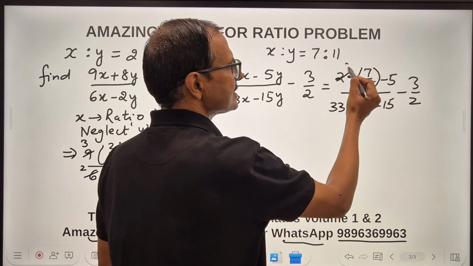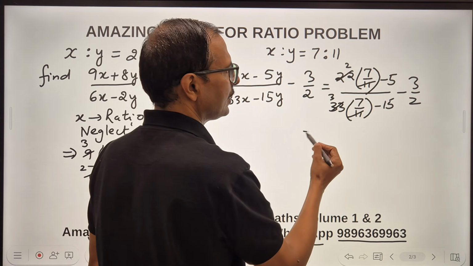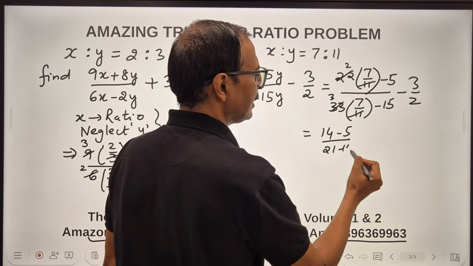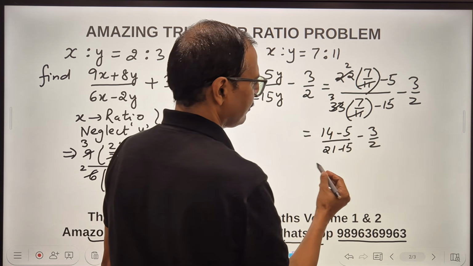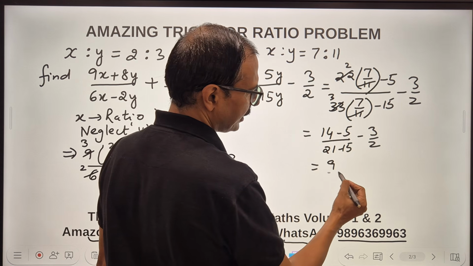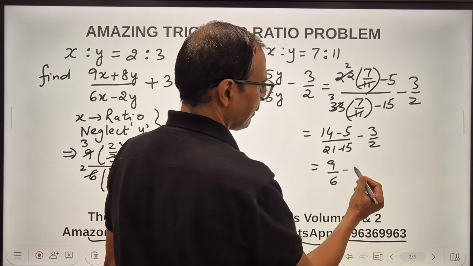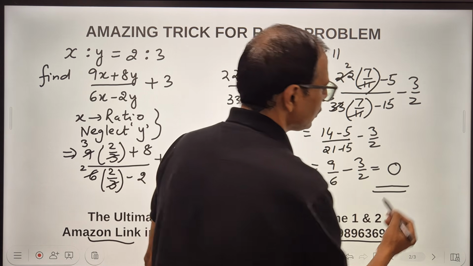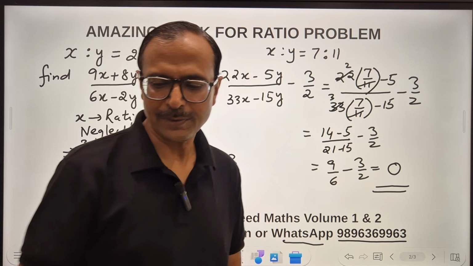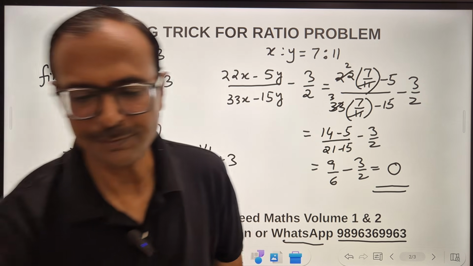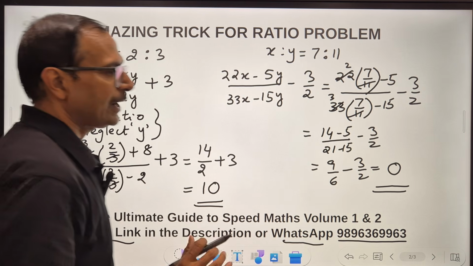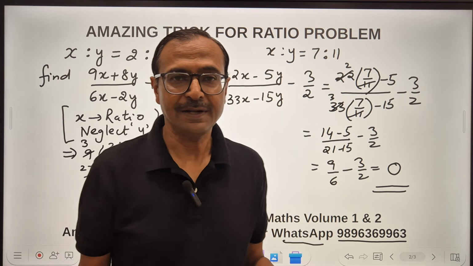So 11 cancels this 2 times, this 3 times, so you have 14 minus 5 over 21 minus 15 minus 3/2, which gives you 9 over 6 minus 3/2, and 9 over 6 is 3/2, right? So 3/2 minus 3/2 is 0, and you get your answer. See, use of short tricks, use of the knowledge what to do in the question to get to the correct answer. That is really, really important.